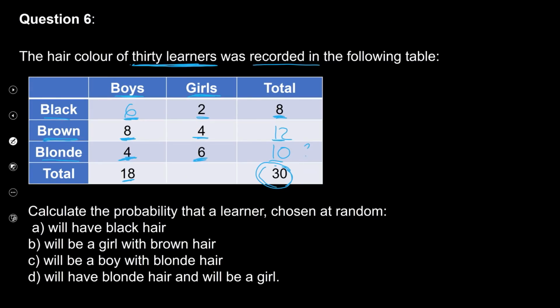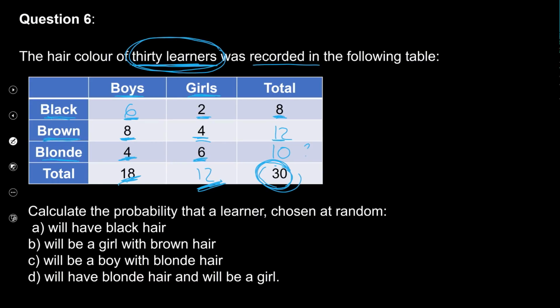I can see I have boys and girls. I've completed boys and girls. They have different hair color, black, brown, and blonde. Okay, so there's something else here I have to complete, which is 12, because this is 2, 4, 6, 12. What does this mean? We have 30 learners. Can you see from the question given? 30 learners. There are 18 boys. There are 12 girls. Are we together?